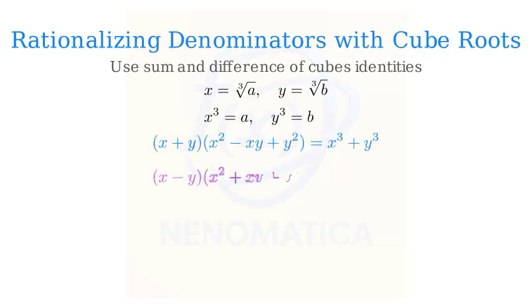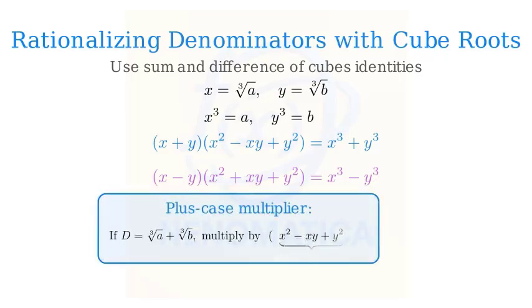Recall the identities. For a sum, (x + y)(x² − xy + y²) = x³ + y³. For a difference, (x − y)(x² + xy + y²) = x³ − y³. Substituting a and b, the denominators become a plus b or a minus b, which are rational.